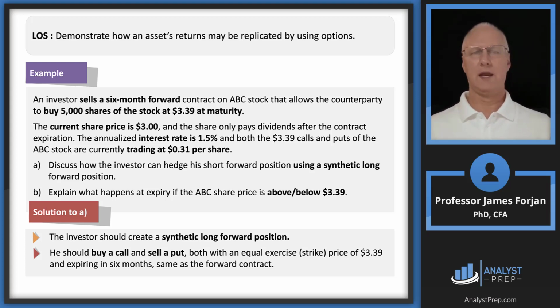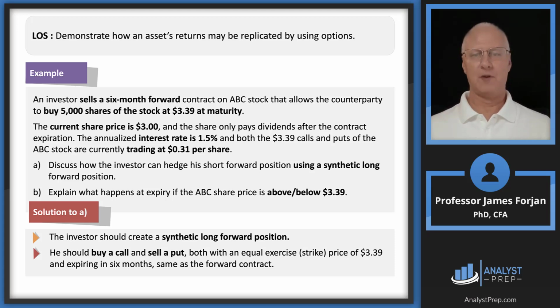So let's go ahead and answer 2 quick questions. How can we hedge a short position using a synthetic long forward? Well, there's the answer at the bottom. We're going to have that synthetic long forward. We're going to buy a call and sell a put. And here's the key. They have to have an exercise price equal to that $3.39, which is the same as the price of the forward contract.